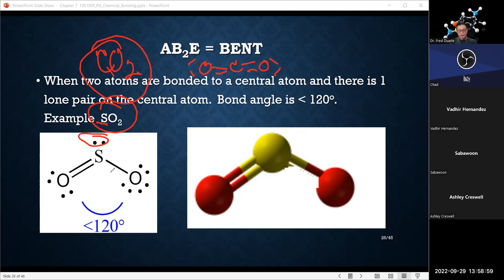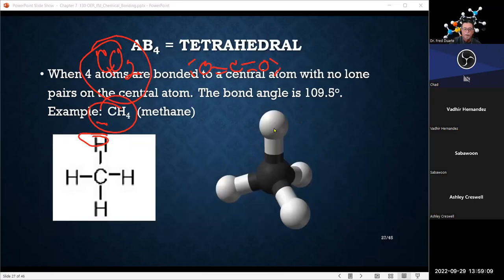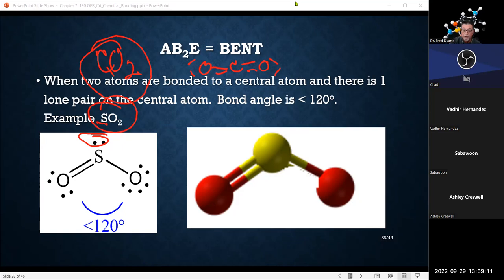And the result is, you would think like the previous example we did with this one, it would be 120 degrees all the way around. Well, unfortunately, because of the lone pair repelling, it causes this angle here to be much less than 120 degrees. So anyway, let me clear this up a little bit, the bent configuration.